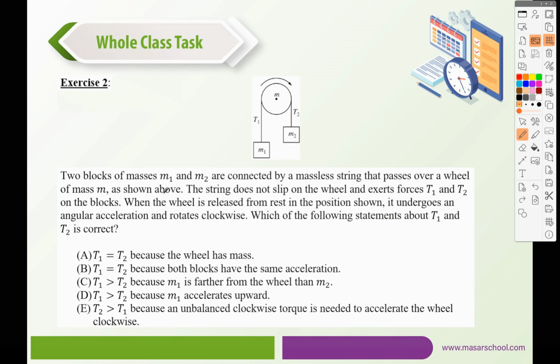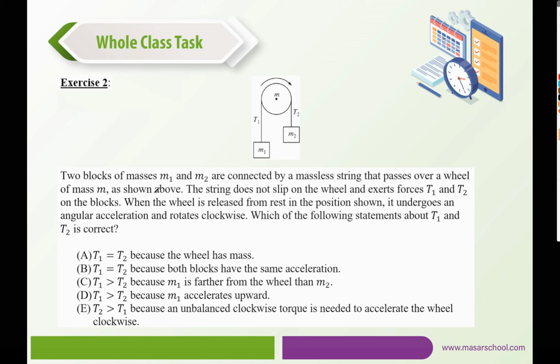Now, two blocks of masses m1 and m2 are connected by a massless string that passes over a wheel of mass m as shown above. The string does not slip on the wheel and exerts forces T1 and T2 on the blocks. When the wheel is released from rest in the position shown, it undergoes an angular acceleration and rotates clockwise. Which of the following statements about T1 and T2 is correct?